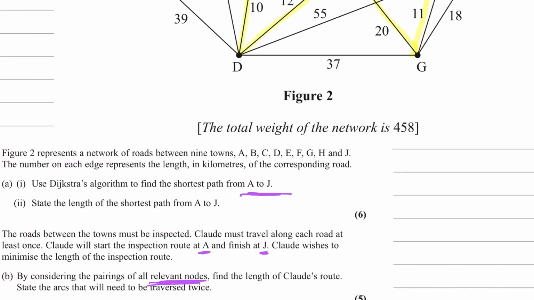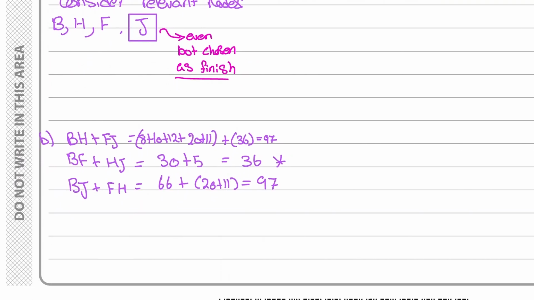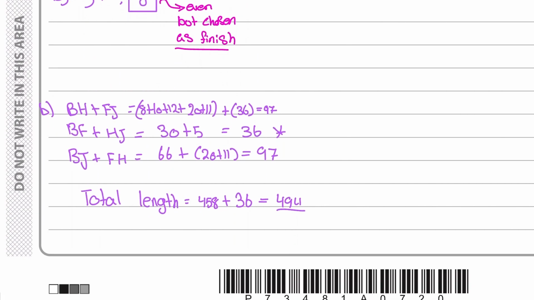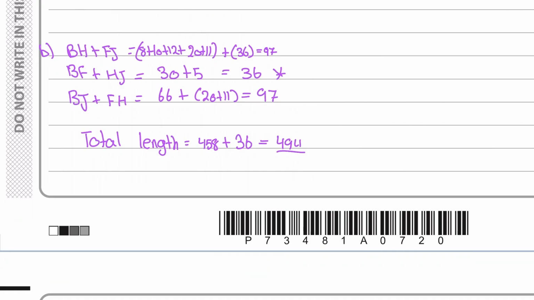So the weight over here was written somewhere. Yeah, 458. So total length equal 458 plus this 36 over here, which is equal to 458 plus 36, 494. And it also says state the arcs that will be needed to be traversed twice. So that's going to be BF and FH.